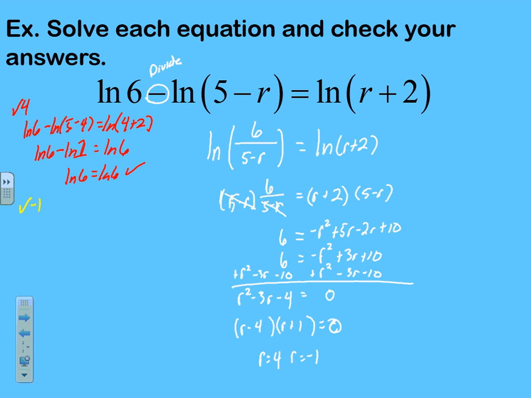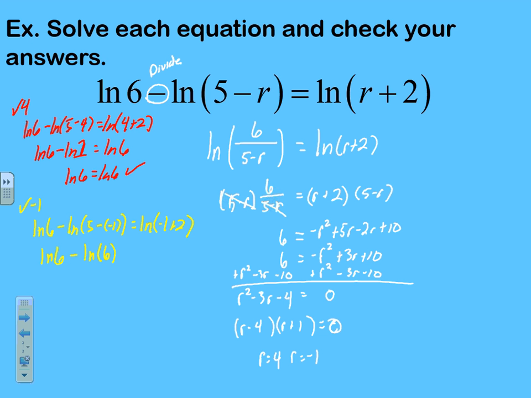Because again, more often than not, the negative numbers don't work because they're outside of the domain of the logarithm. But let's check it anyway. So we'll say the natural log of 6 minus the natural log of 5 minus a negative 1 is equal to the natural log of negative 1 plus 2. So let's see. Okay, so on the left side, natural log of 6, and in the parentheses here, that's going to give us the natural log of 6 again.